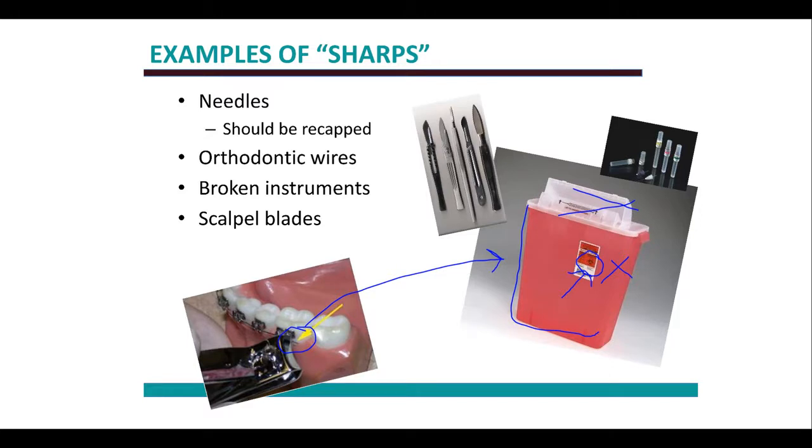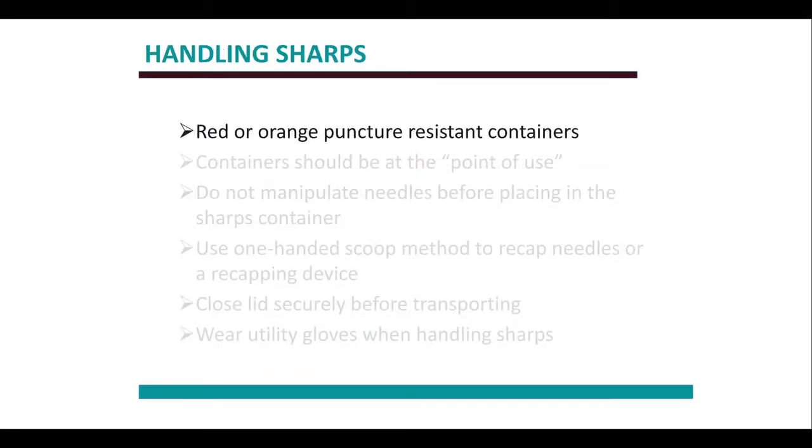Yeah. Let's move on. A few things about handling sharps. Should be a red or orange puncture resistant container. And the containers are supposed to be at the point of use. What that means is you are supposed to have a sharps container wherever you've produced that sharp item, so you don't have to carry it somewhere else, and in the transportation from point A to point B, somebody could get poked or hurt by it.